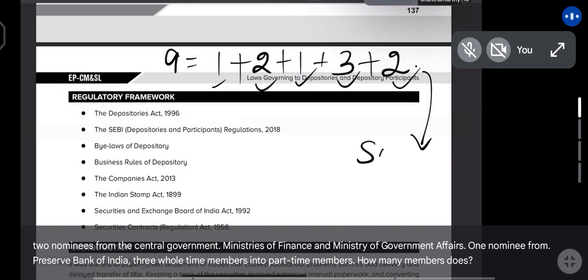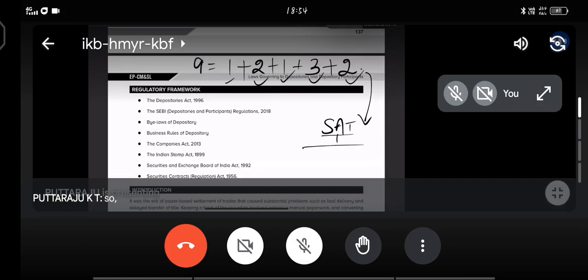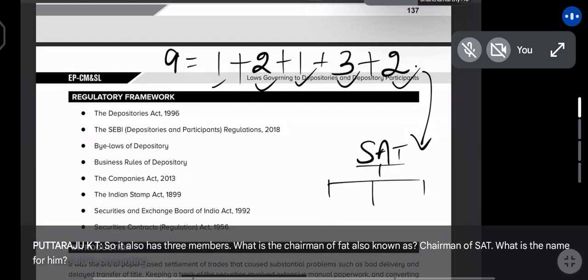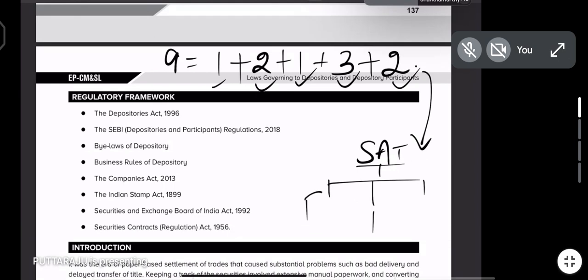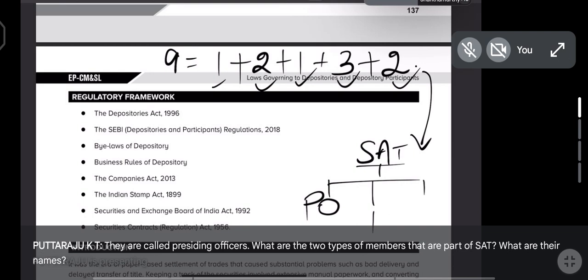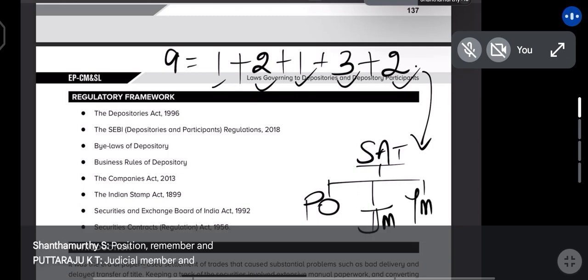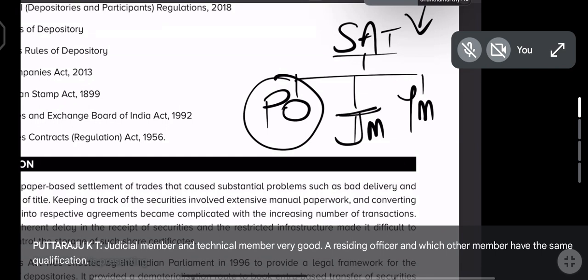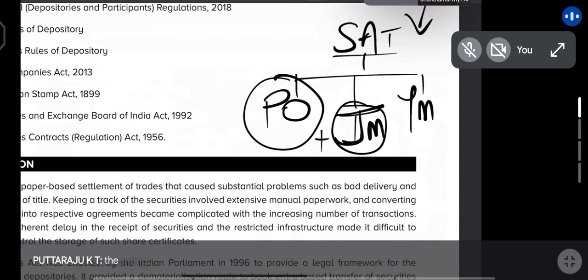How many members does SAT have? Minimum? SAT also has 3 members. What is the chairman of SAT also known as? Chairman of SAT. What is the name for him? They are called presiding officers. What are the 2 types of members that are part of SAT? What are their names? Judicial member and technical member. Very good. Presiding officer and which other member have the same qualification? The judicial member has the same qualification.